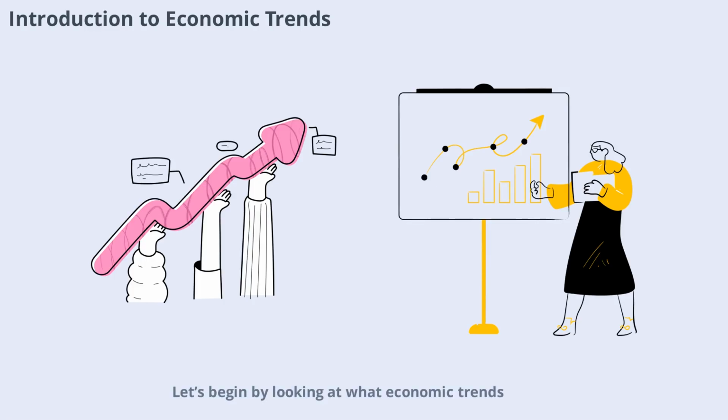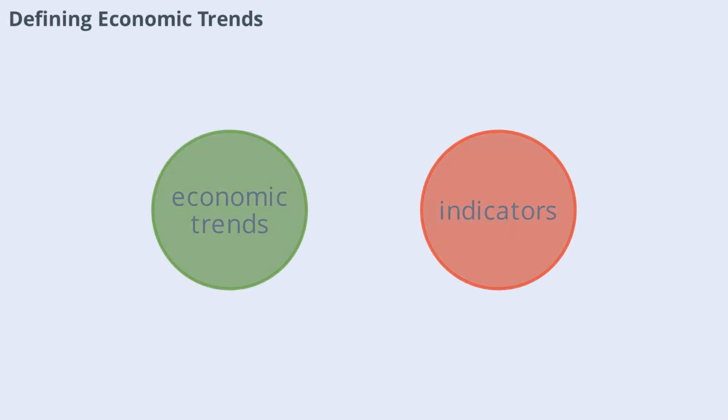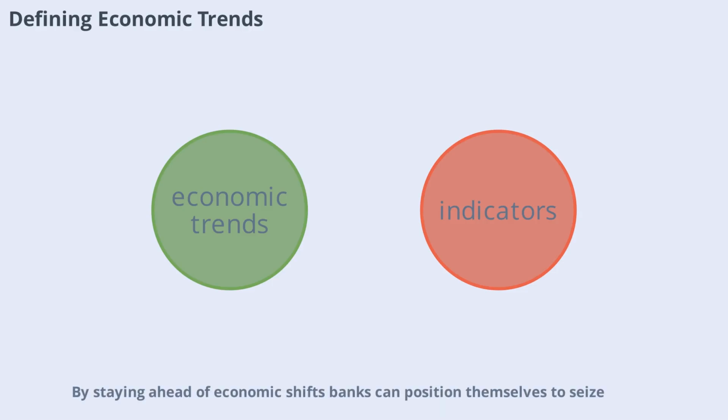adapt to these shifts. Let's begin by looking at what economic trends really mean and why they matter for investment banks. Economic trends refer to the general direction in which a country's economy is moving over a period of time. These trends can be influenced by factors such as GDP growth, inflation, employment rates, and consumer confidence. For investment banks, tracking these indicators is essential for forecasting market movements and advising clients. By staying ahead of economic shifts, banks can position themselves to seize new opportunities or mitigate potential risk.